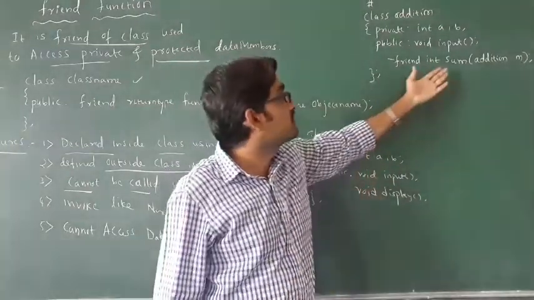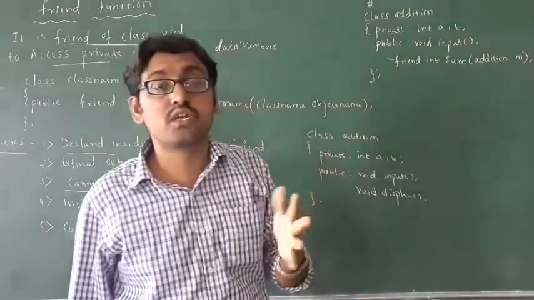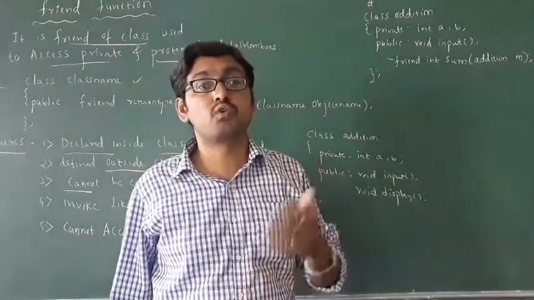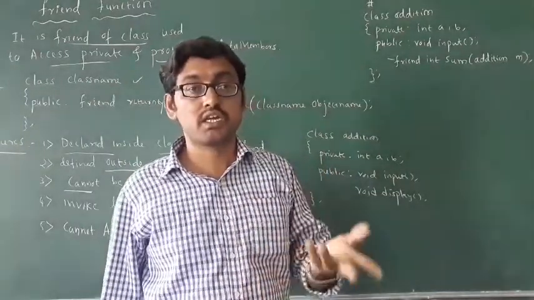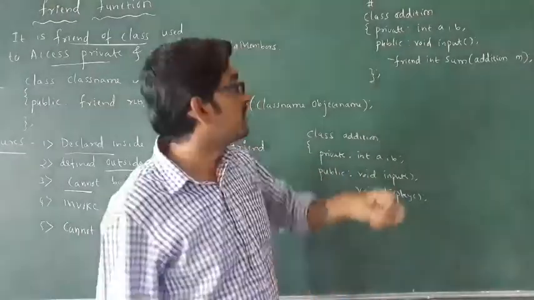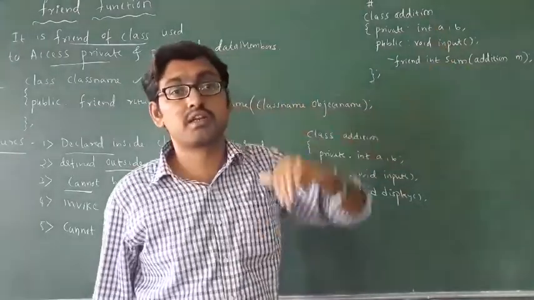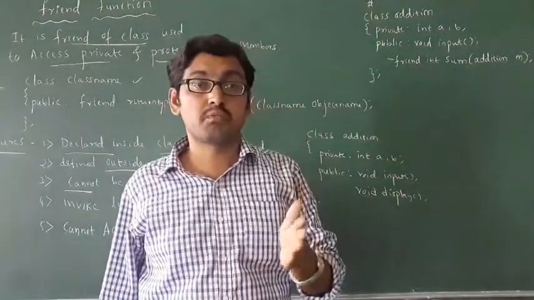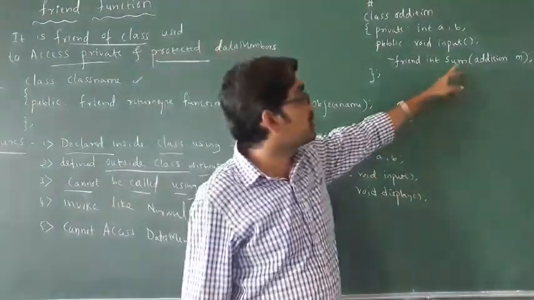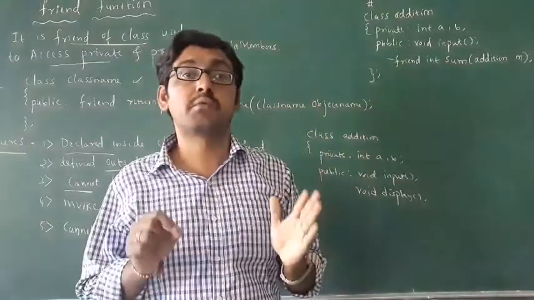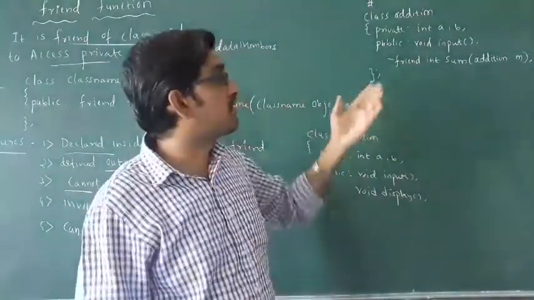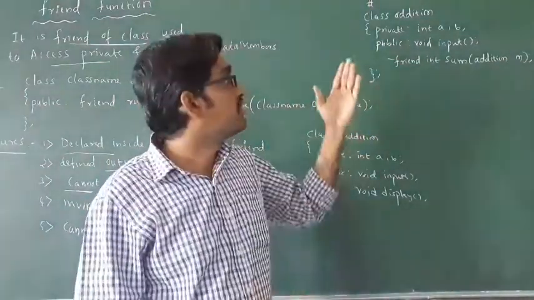Okay, but to access sum, don't use any dot operator, don't use any object. You can call it normally. But to access input, what did I do? You can use a dot operator, object dot input, I had to write. But to access sum, you only have to write the sum function.